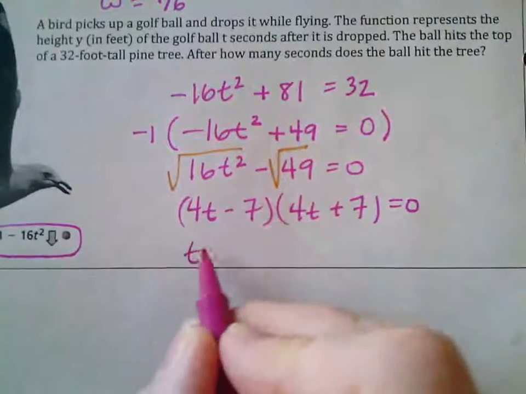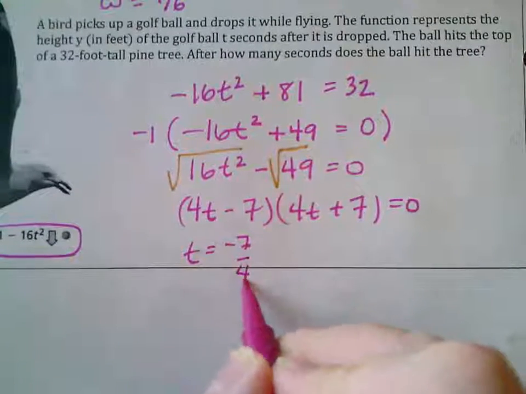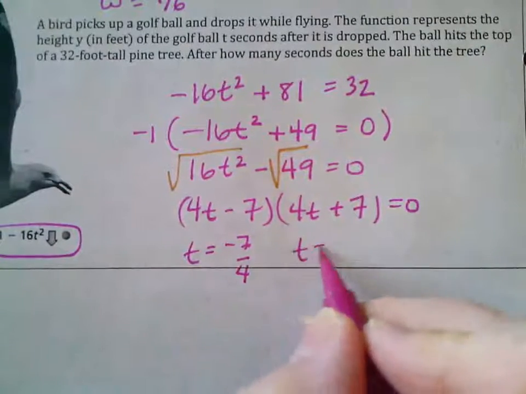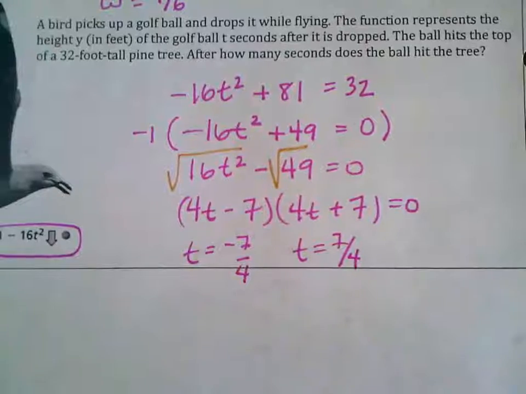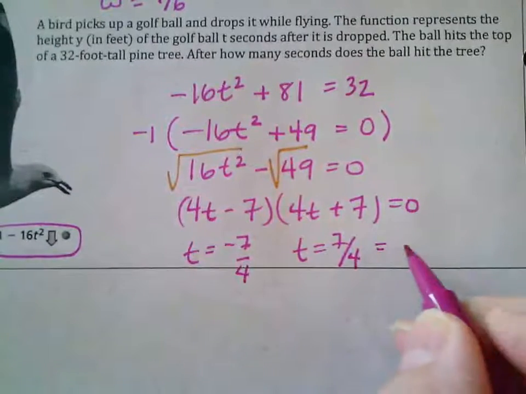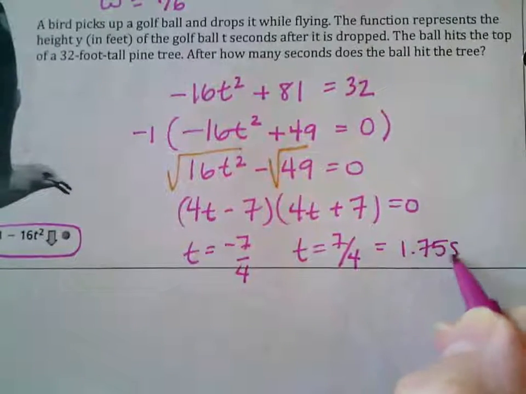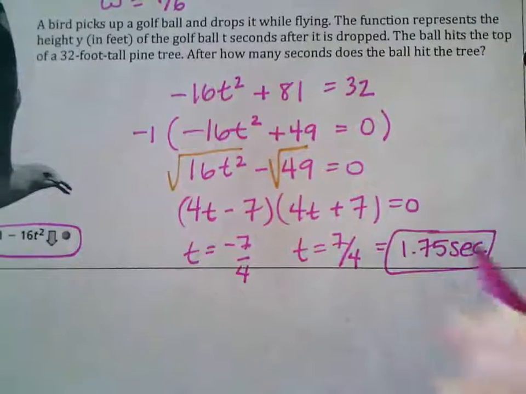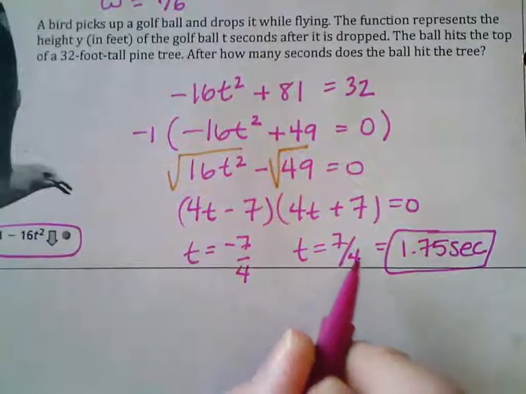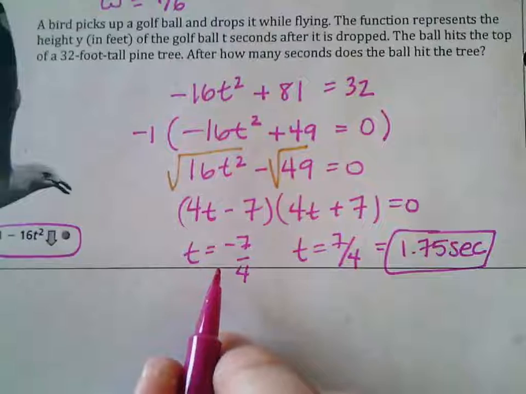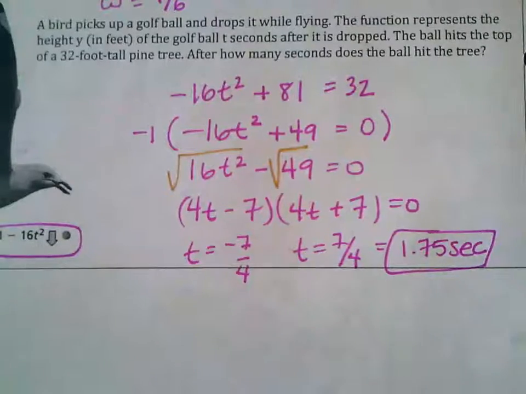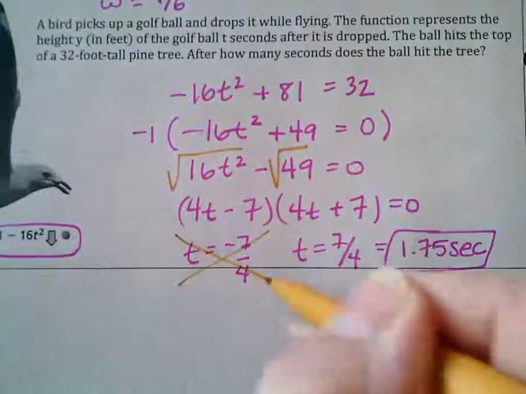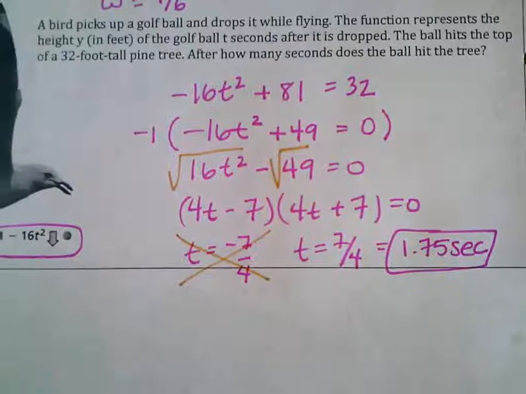When you solve for these, you get t equals negative 7/4 and t equals 7/4, which is about 1.75 seconds. Has to be positive because time is positive. So this cannot be one of your solutions. So when something is not one of our solutions, we just remove it from our solutions.